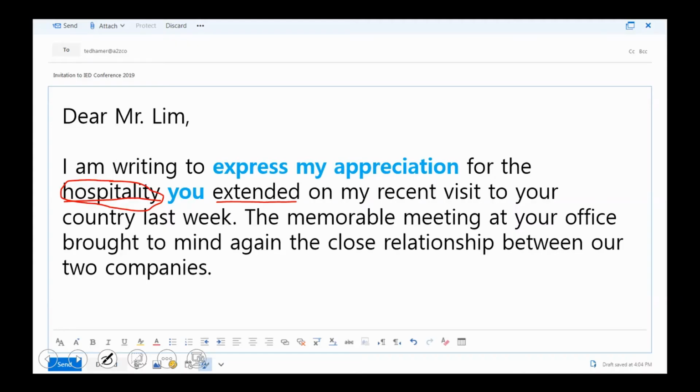Now, when we talk about hospitality, hospitality, of course, is the services or the generosity that you show to a visitor, whether it's to your home, to your office, to your country, whatever. And you extend hospitality to someone. So the hospitality you extended, that's a good verb to use with the noun hospitality. So we should change the sentence this way. And then, of course, we should bring the next sentence up so that's all one paragraph. The paragraph has two sentences.